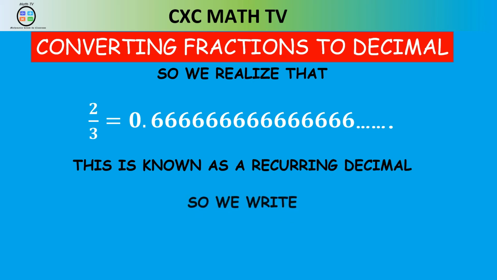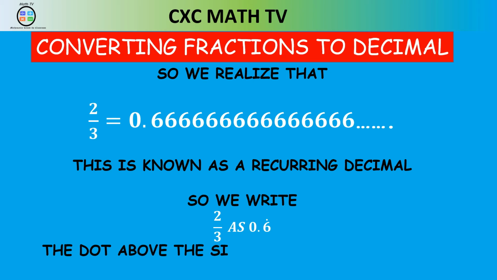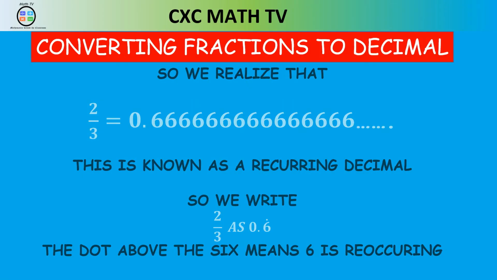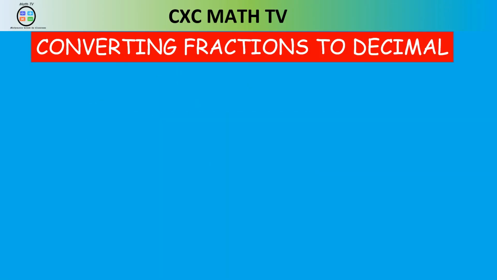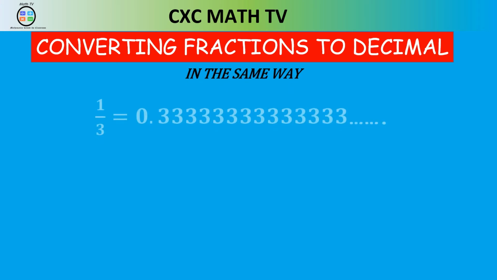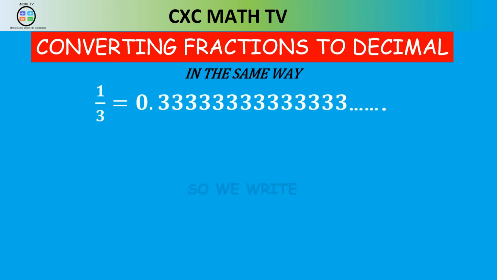Now, this is known as a reoccurring decimal. So 2 over 3 is often written as 0.6, and you put a dot above the 6. The dot above the 6 means that it is reoccurring, meaning the 6 continually reoccurs. In the same way, you write 1 over 3, which is 0.33333333, as 0.3 with a dot above, because it is reoccurring.